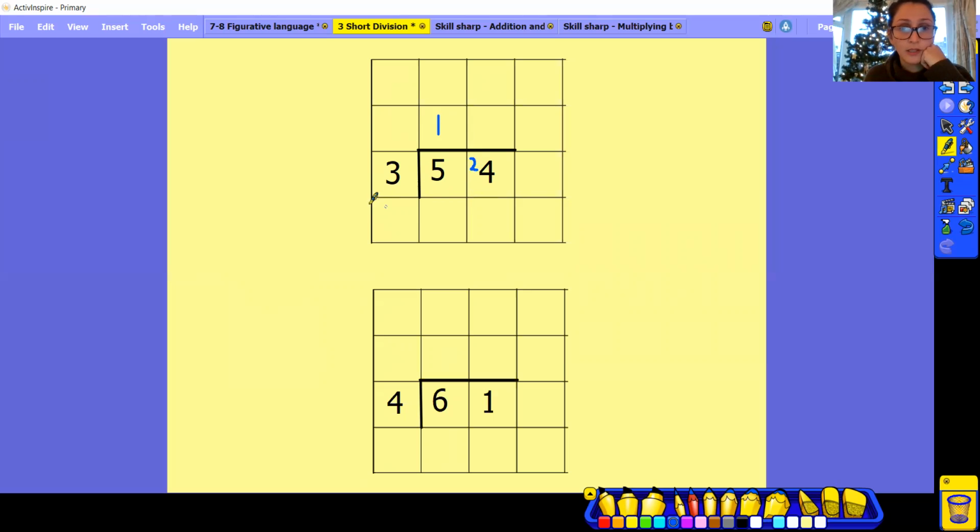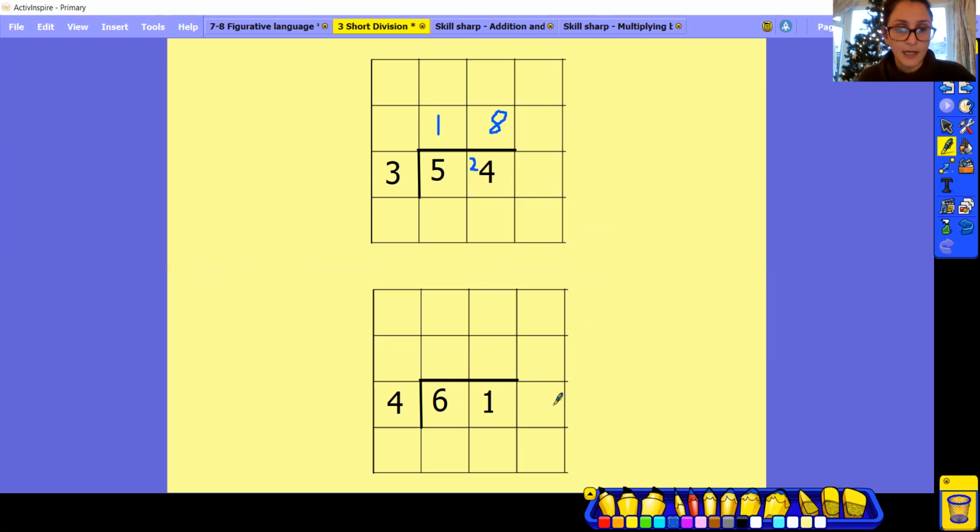So then we do 24 divided by 3. So let's do our 3 times table again. I've got 3, 6, 9, 12, 15, 18, 21, 24. How many times can it go in equally? It can go in 8 times, okay? No remainders there. So here, start with our 10s, 6 divided by 4.